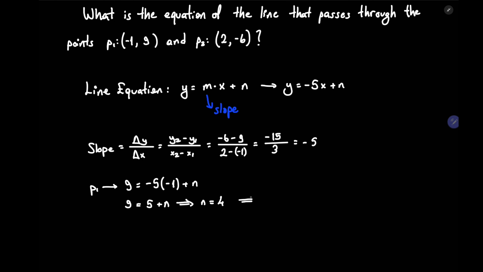Therefore, our line equation will be y = -5x + 4. So you can use both of these ways to solve this type of questions.